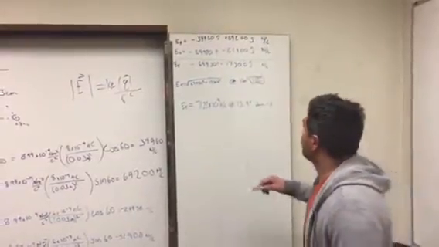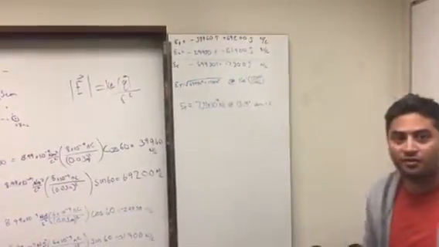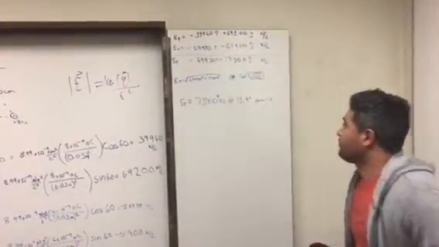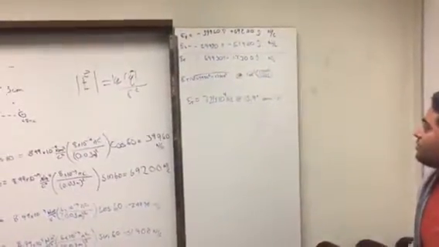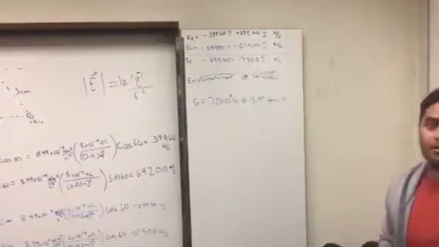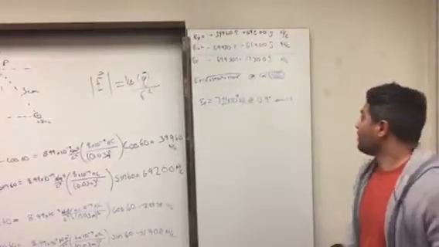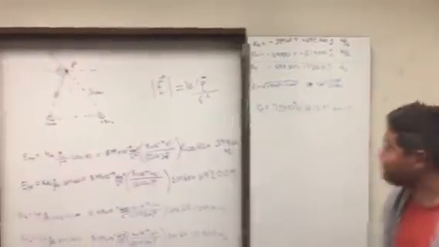Take the square root of those, and then we take the tan inverse. Once we do that, our total is 7.21 times 10 to the 4th at a 13.9 degree above the x-axis. Negative x-axis, sorry.